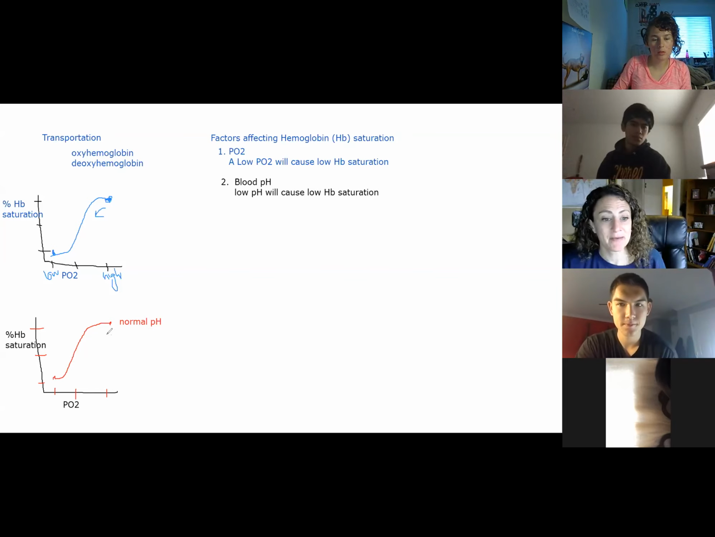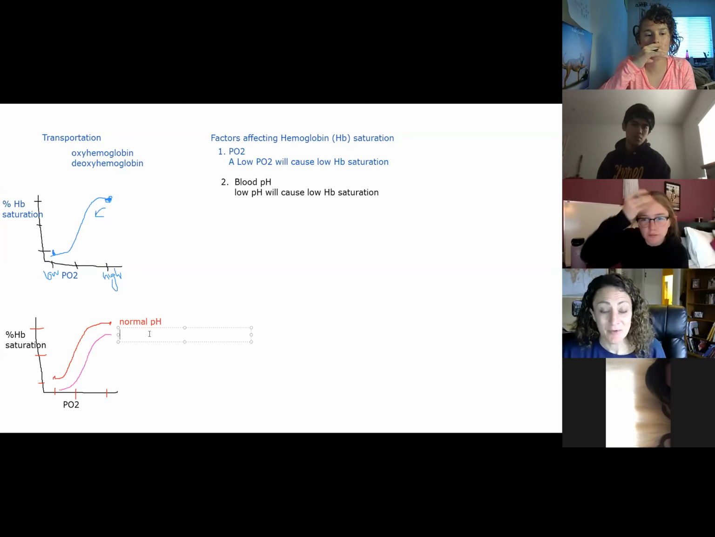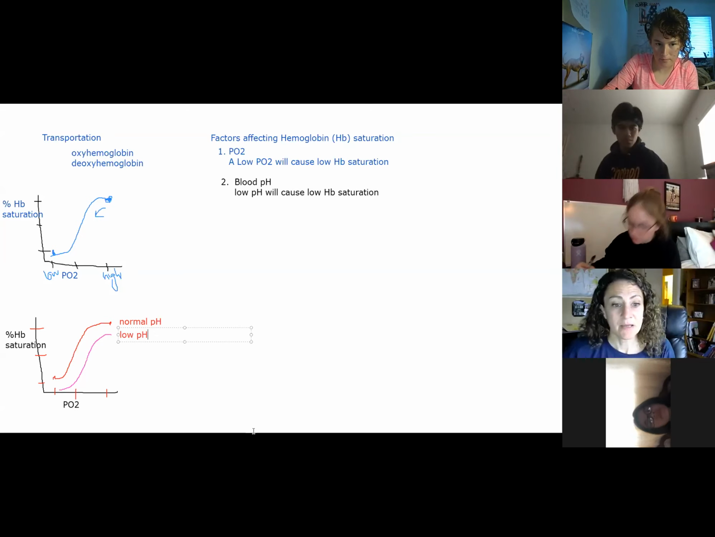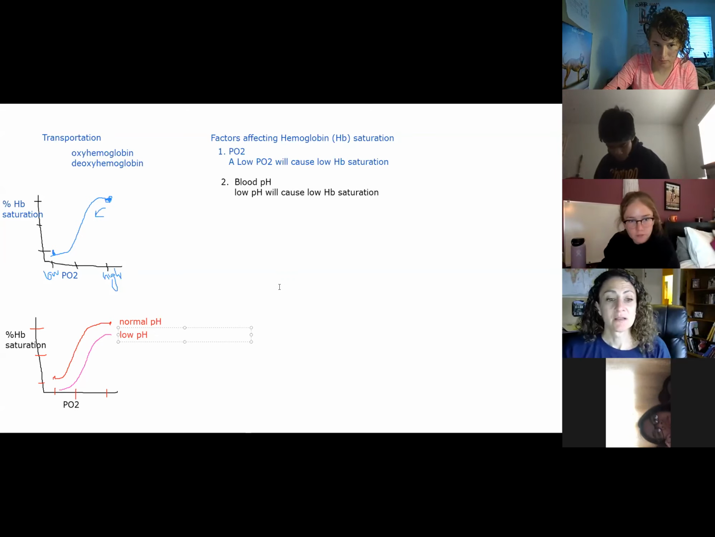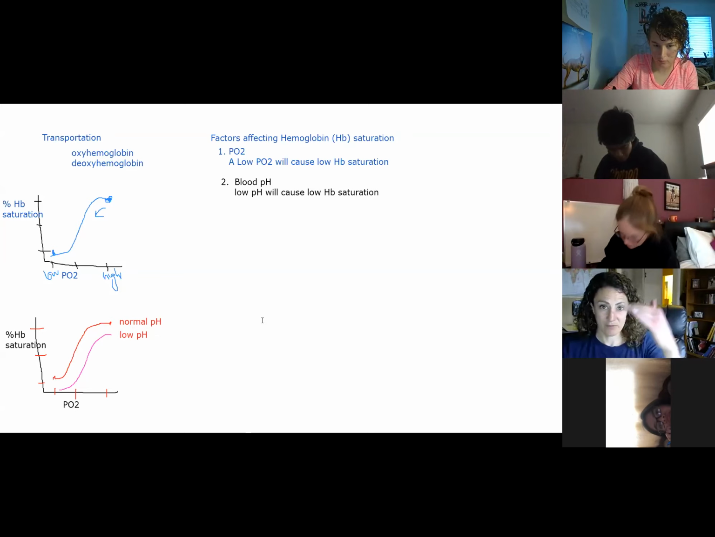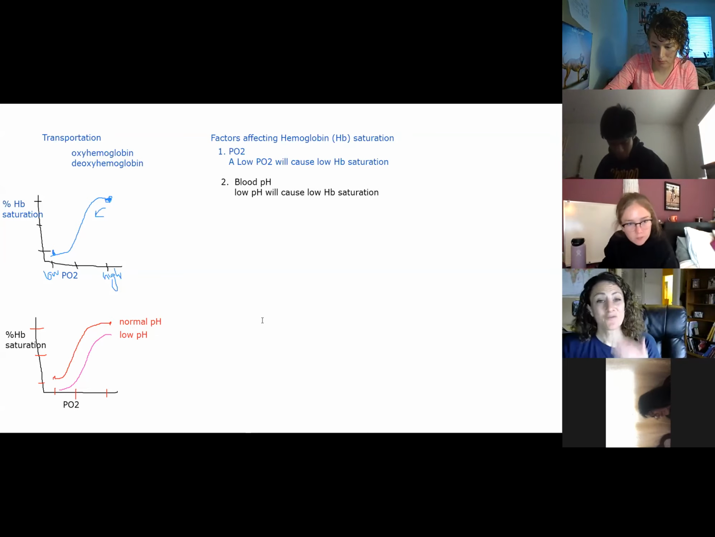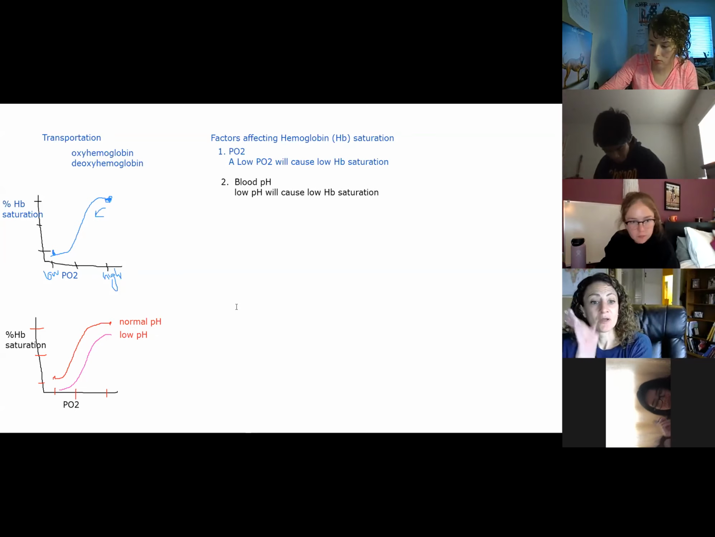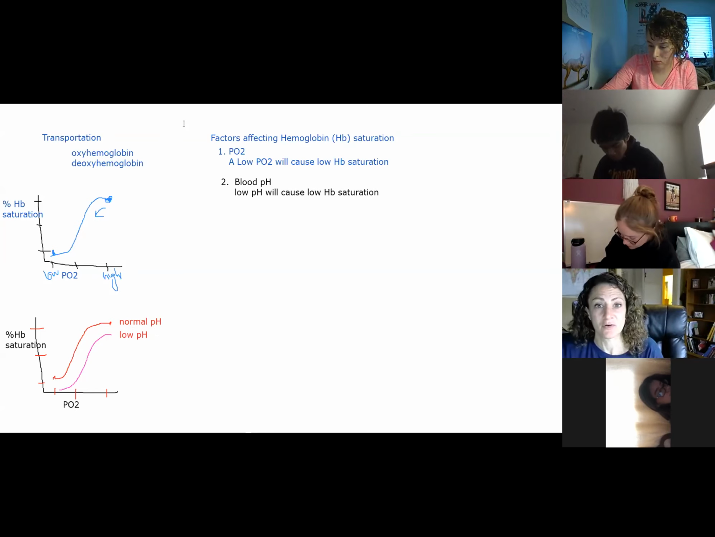As you move up and down on this graph, what does it reflect? The hemoglobin saturation. So a low pH means you have lower saturation. So that's why this curve is underneath this one. In 446, they'll refer to this as a shift to the right. So a low pH causes a shift to the right in the hemoglobin saturation curve.